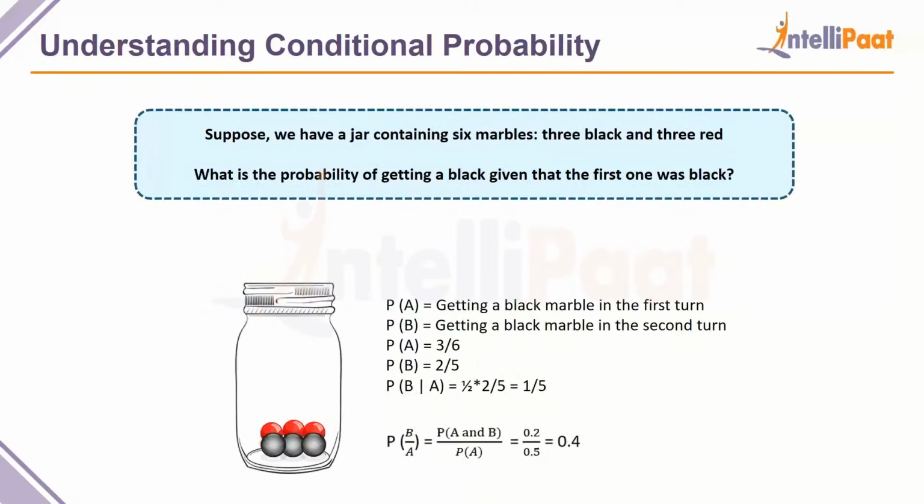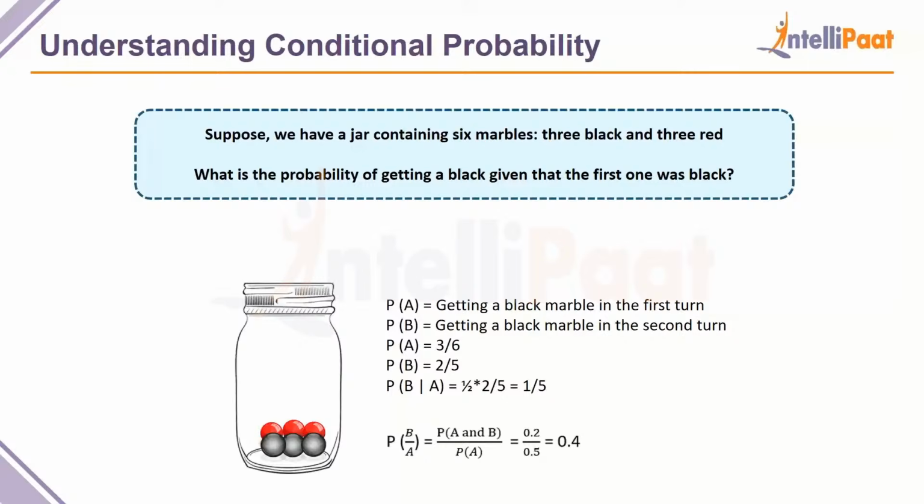Suppose we are given a jar containing 6 marbles. So assume that you have 6 marbles given to you inside a jar. 3 of these are black, the other 3 are red. So out of those 6 marbles, 3 are red, 3 are black. What is the probability of getting a black marble given that the first one was black?